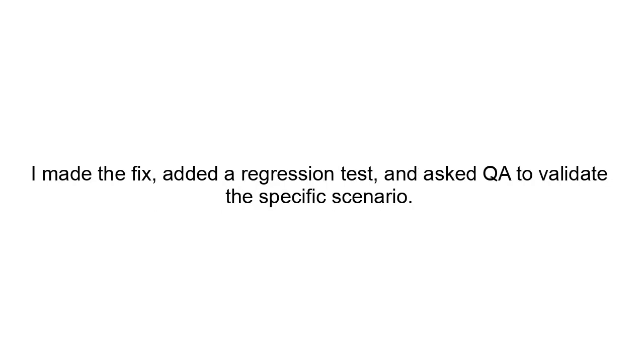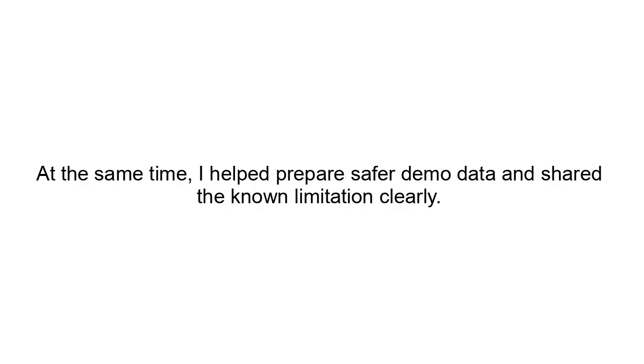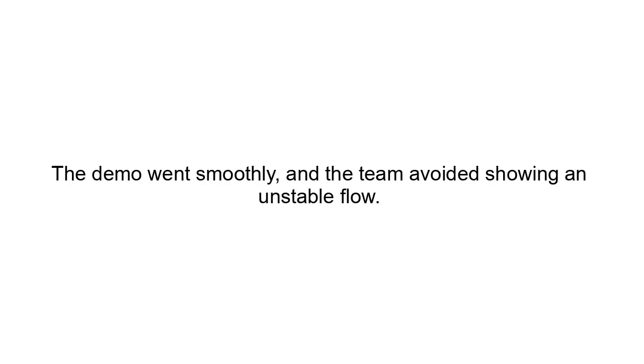I made the fix, added a regression test, and asked QA to validate the specific scenario. At the same time, I helped prepare safer demo data and shared the known limitation clearly. Result: the bug was fixed before the demo. QA validated the scenario. The demo went smoothly, and the team avoided showing an unstable flow.